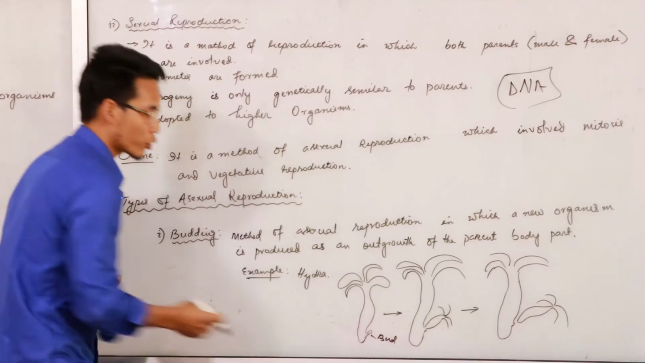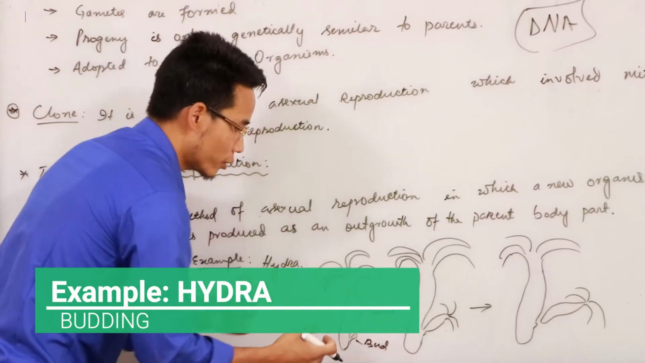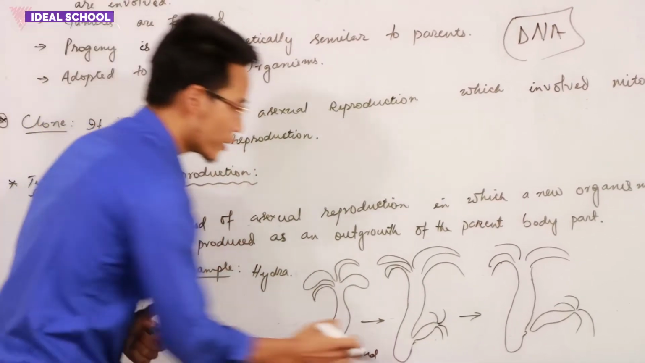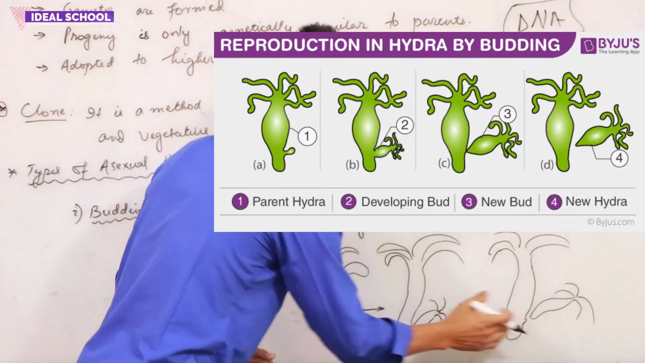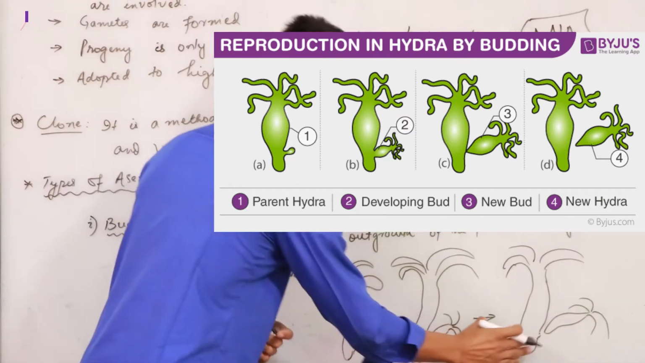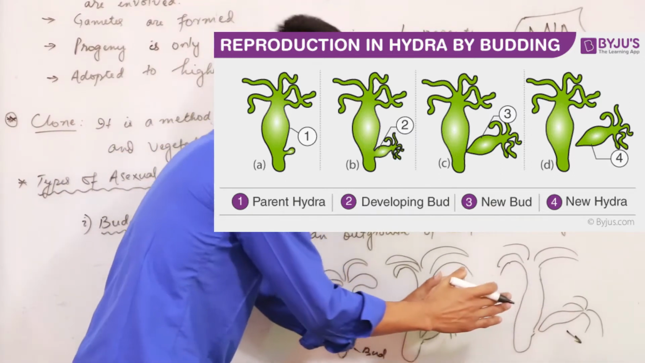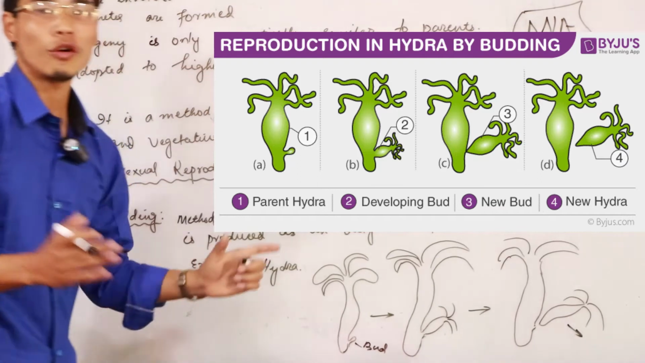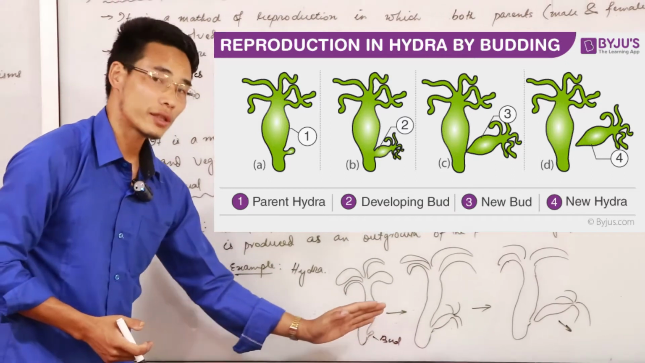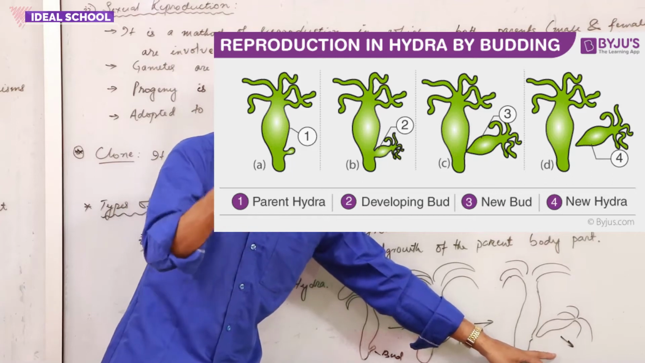So some small outgrowths will be there in the parents, and as time goes on, these small buds grow larger and larger, and at last they spread from the parents. When the bud is mature, it will be detached or broken away from the parent and grow into a new organism.